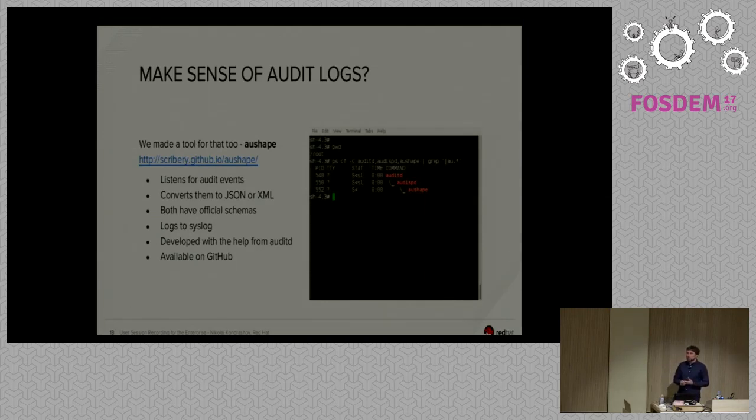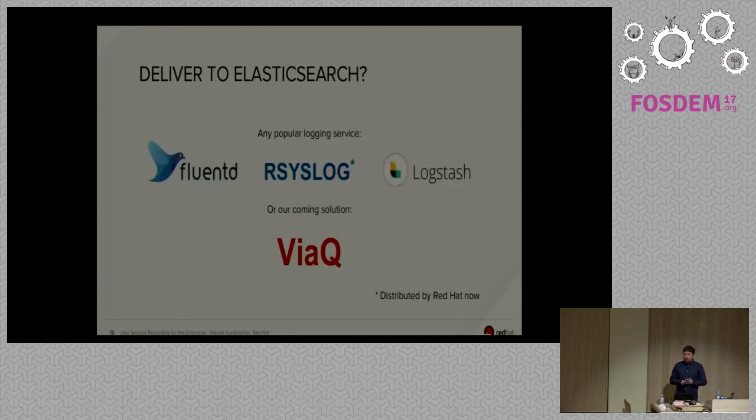For delivery to Elasticsearch, we already have rsyslog, which supports that. We have it in RHEL and Fedora, and you can, of course, install Fluentd or Logstash, which also do that pretty well. And the common solution, which is VIQ, which I told about earlier, could also be used for that.